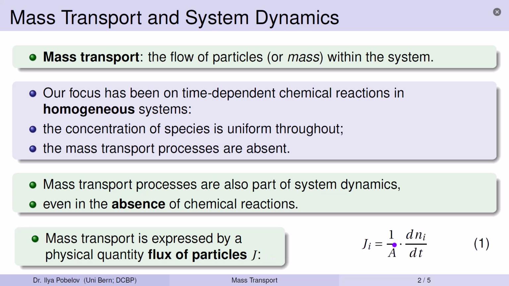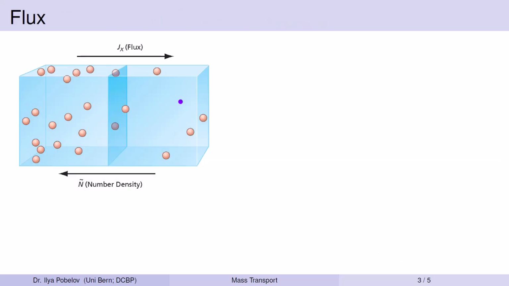Flux, denoted as J, is defined as the amount of particles transferred across a given area over time. To illustrate flux, consider a container filled with gas particles. In equilibrium, these particles are expected to be evenly distributed, maintaining a uniform particle density throughout the container.